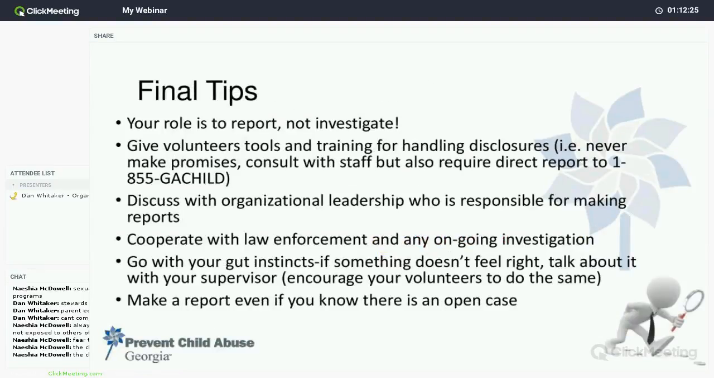And just some final tips. It is not your role to investigate. Make the report. The burden is so low. You only need to suspect it. You don't have to have any proof.